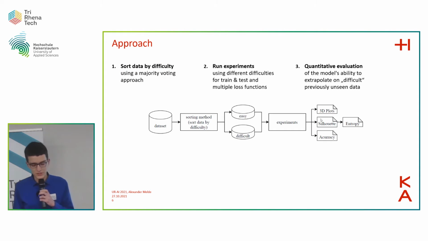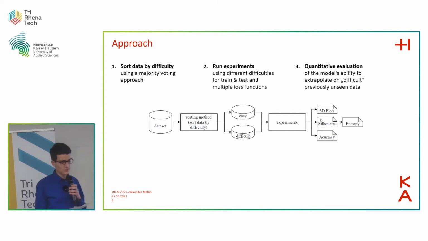So to get a better measurement, we developed a new approach. First, we determined images that are difficult to classify. For this, we sorted the dataset by difficulty using multiple classifiers in a majority voting approach. We let each classifier predict labels for a set of images, and then we compare their predictions with the ground truth. The more often an image has been misclassified, the more difficult we rate that image.